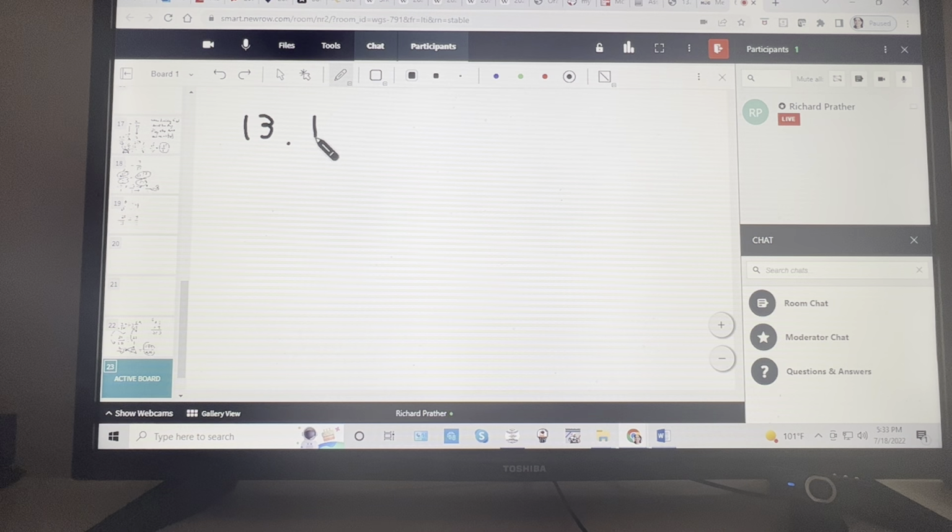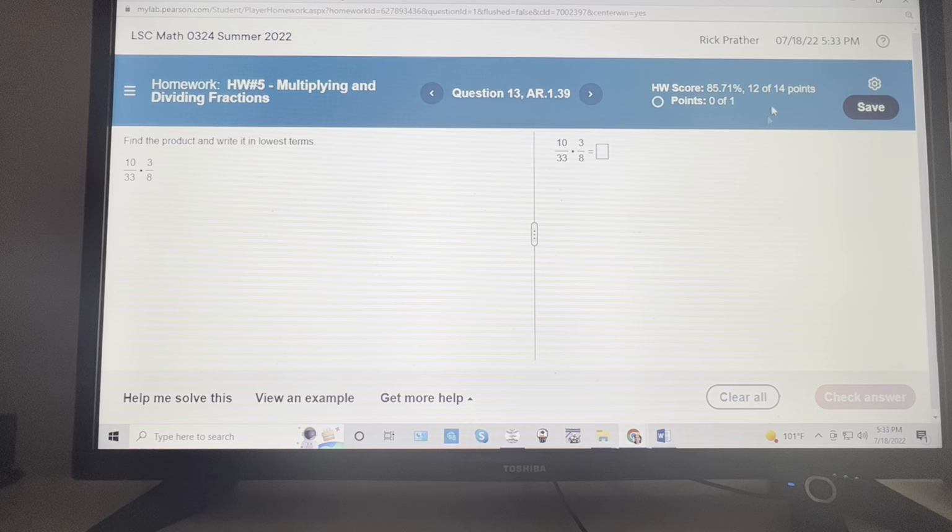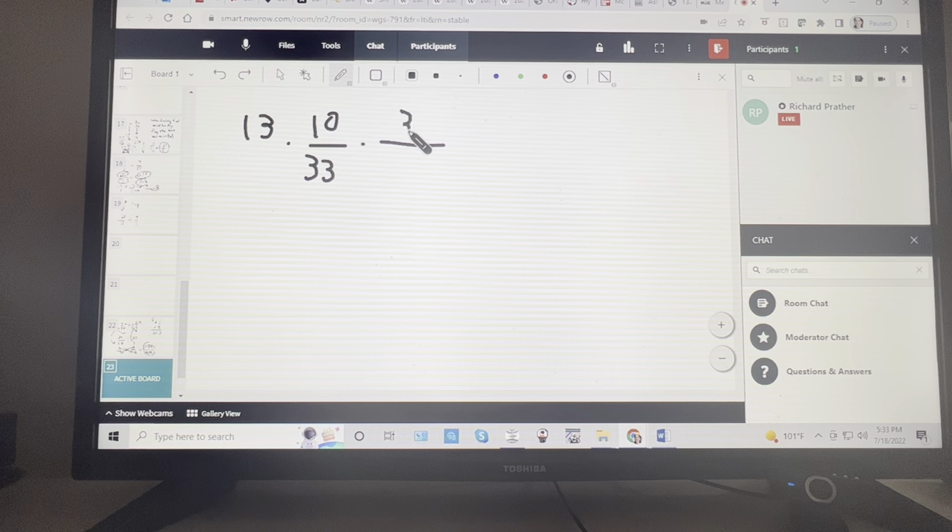So 10 over 33 times 3 over 8. We've already done problems like this, but I think the reason they're throwing it all of a sudden at the end is you only do this when dividing fractions. Don't be shy, flip the second and multiply. You only do that when dividing fractions. You don't do it for multiplying. The whole point is to get to multiplying. So don't try flipping anything here. You're all set to go right now.